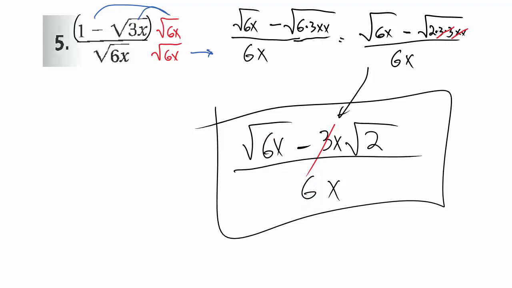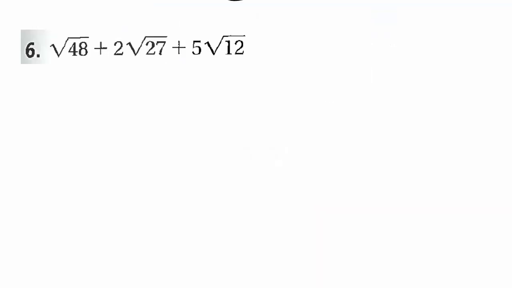So our final answer is just this, and that's as reduced as it gets. Here we're adding radical expressions. It might seem like you can't do anything here, but before you do anything, try to reduce the radicals we have here. Square root of 48.